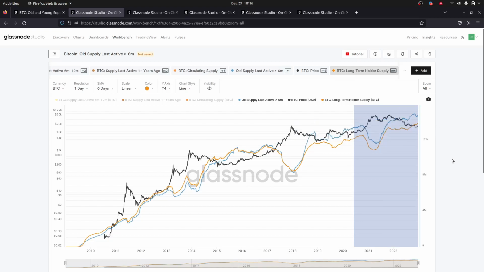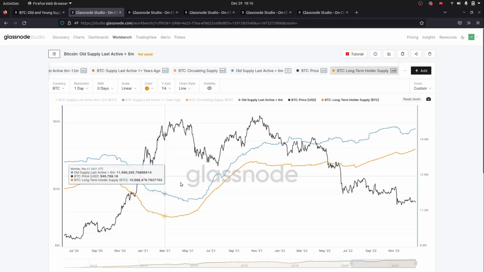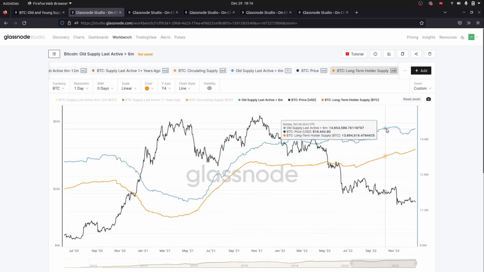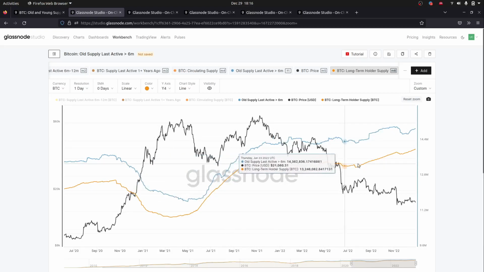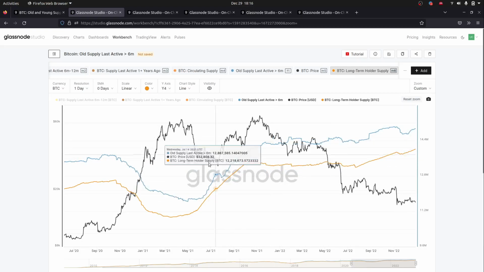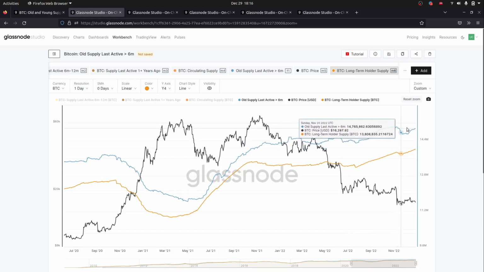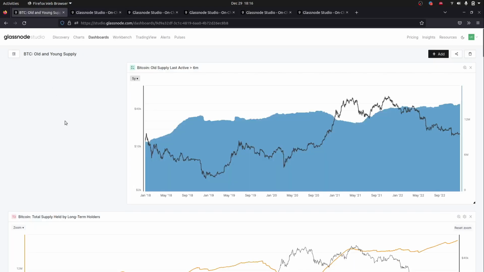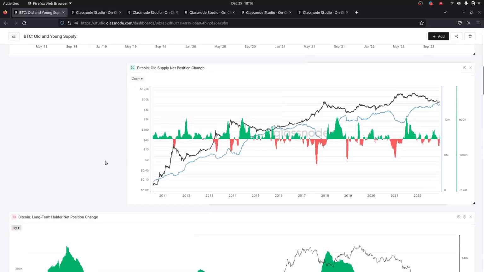And if we actually zoom in on recent history, you can see that we more or less have a very similar profile, albeit a much smoother and cleaner metric in the long-term supply, which is a little bit more erratic and jumpy when it comes to the old supply. But again, working within the tools of what we have to try and give as much edge as possible.